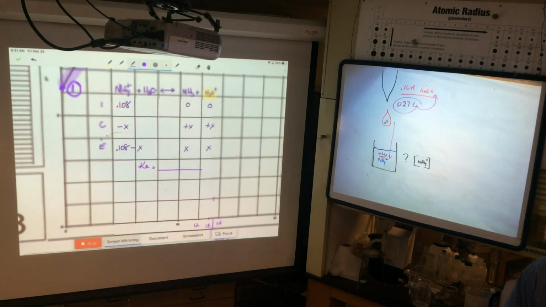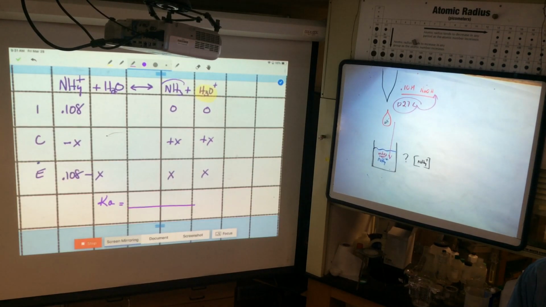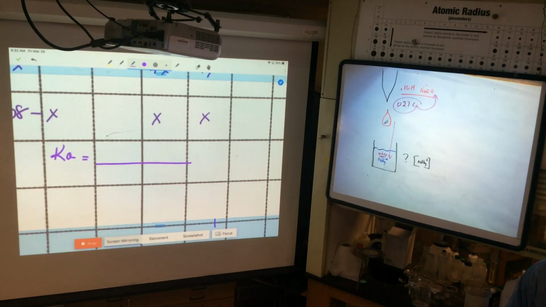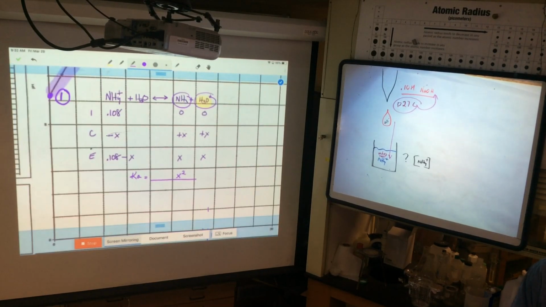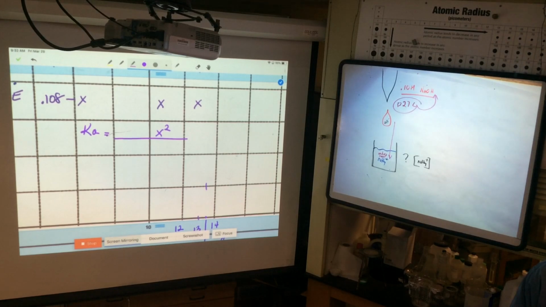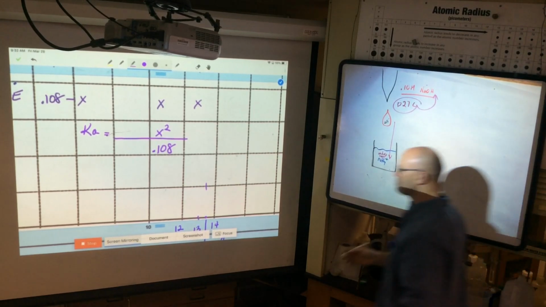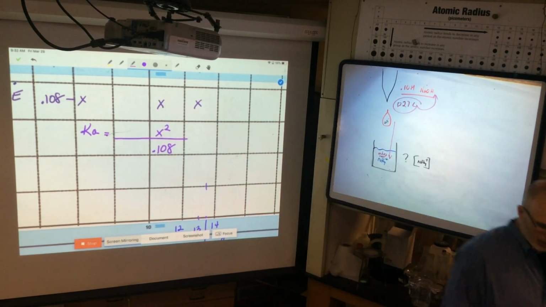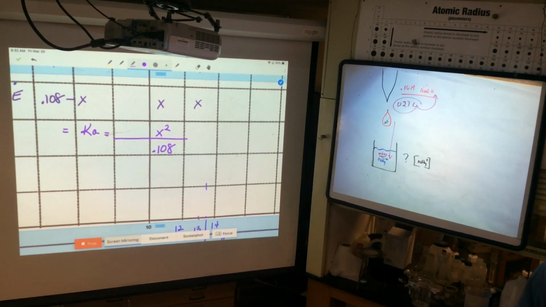Let's just make it fast, but these are X's, right? Products over reactants, right? So X times X is X squared. Let's go right to it. Over what? Right, products over reactants. So this is going to be 0.108, and I'm going to get rid of the minus X because Ka is so small. Before I can solve it, oh, I need a Ka.